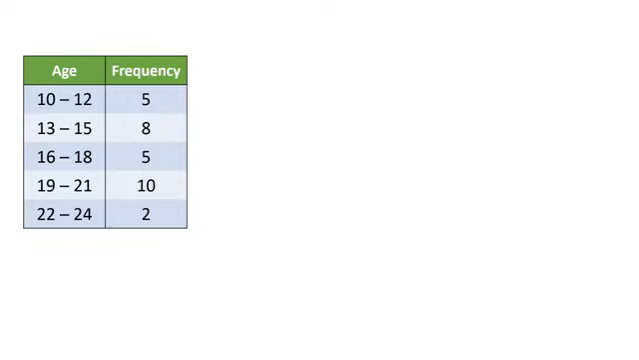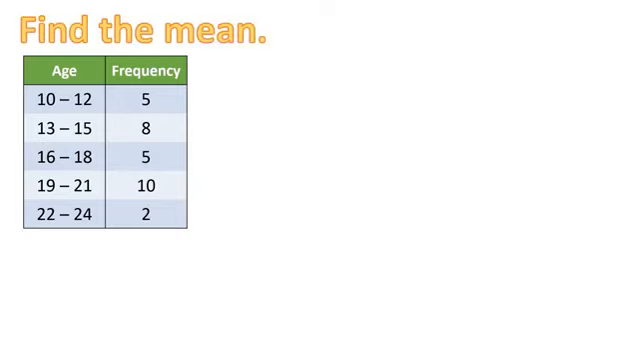Same as from 13 to 15 years old, there are 8, 16 to 18 years old, there are 5, 19 to 21 years old, there are 10, and 22 to 24 years old, there are 2 participants. So that is what you call grouped data. You really have no idea what the exact data or age is, but you only have the idea by group. And we want to know how to solve the mean.